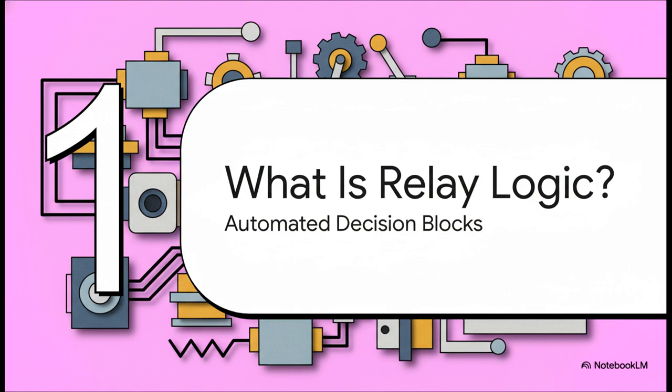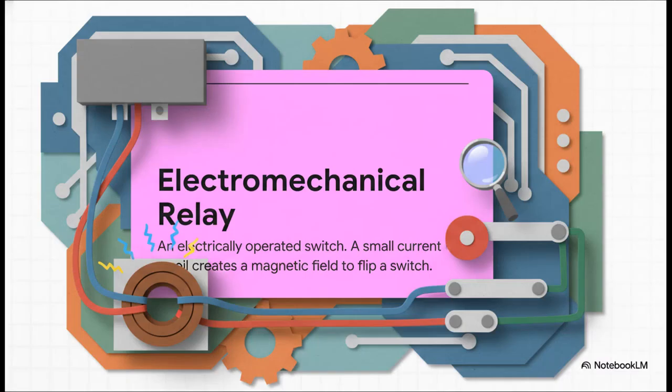See, long before we had microchips and computers, we had these clever circuits made of electromechanical relays. And these were the OG building blocks for making any kind of automated decision. So what in the world is a relay? Well, it's actually brilliantly simple.